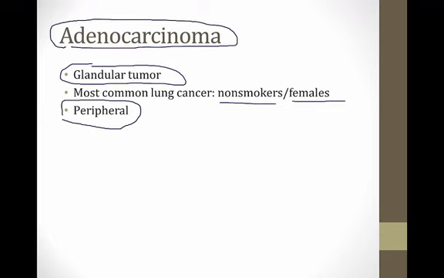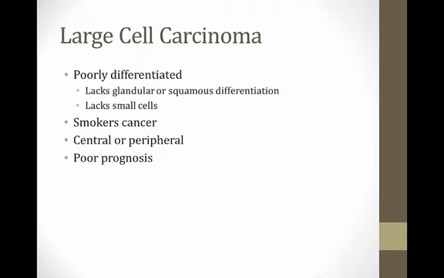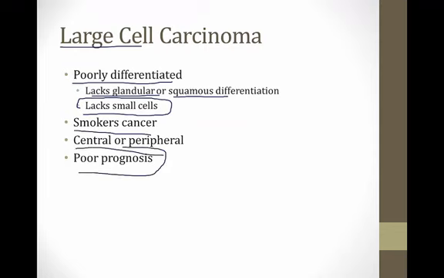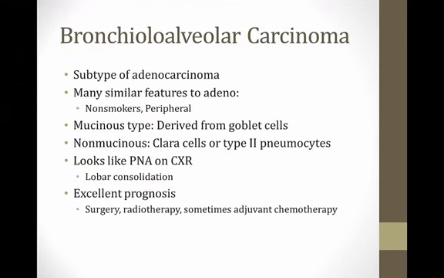That's the classic presentation. Large cell carcinoma is called large cell because the cells are so poorly differentiated. All we can really say about them is that they're large. They don't have features that are definitely glandular or definitely squamous, and they aren't small cells. So it's sort of a cancer that doesn't fit into any other cancer categories. It's a smoker's cancer. It can be central or peripheral, and these ones carry a very poor prognosis.